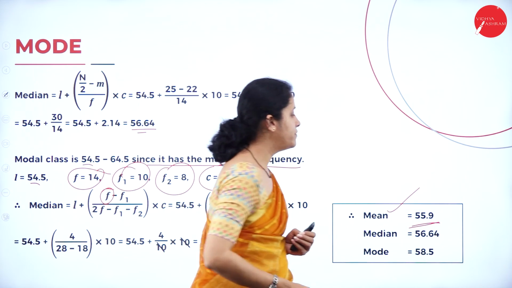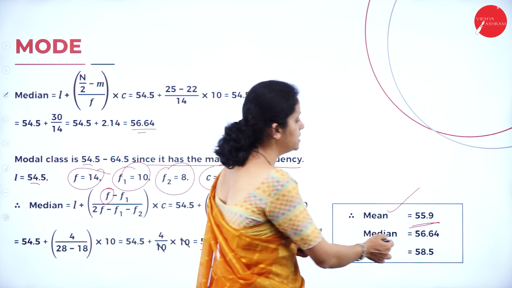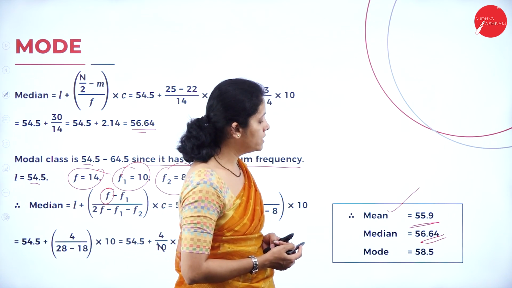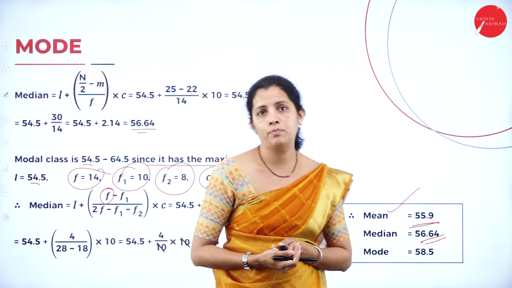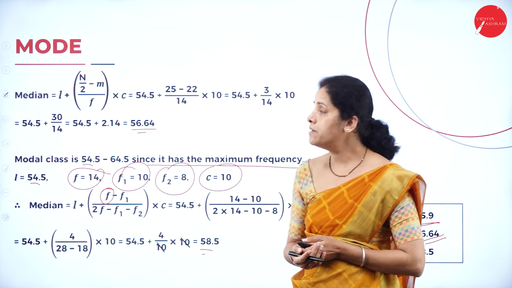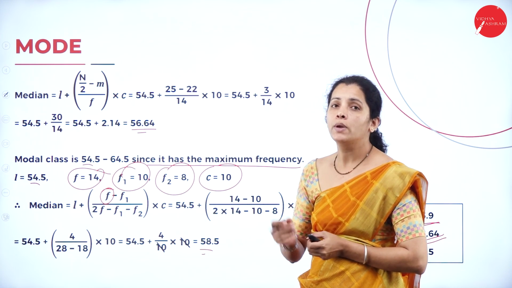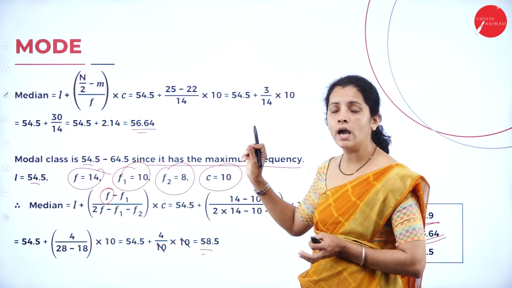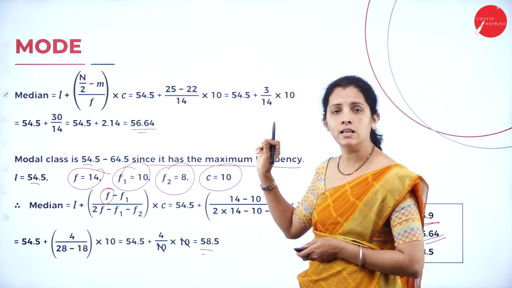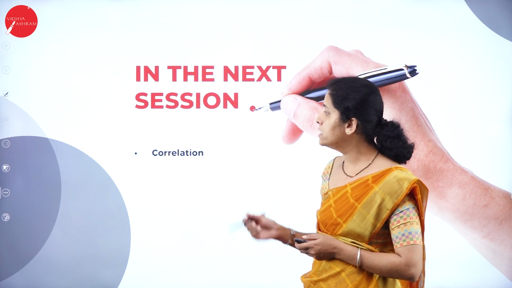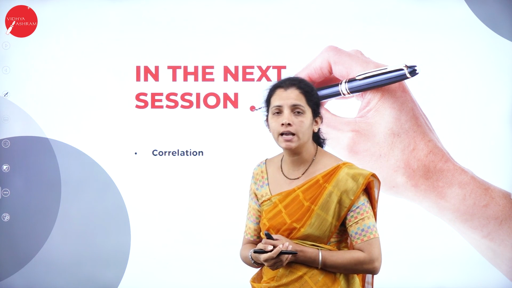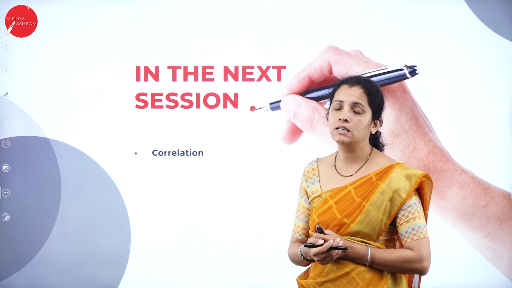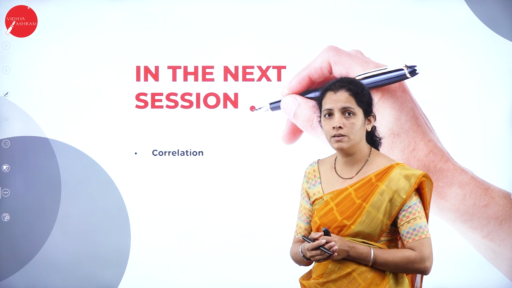So here, what is the mean? Mean is 55.9, median is 56.64 and mode is nothing but 58.5. Anyway, dear student, we can apply median, mode and mean for a single problem. Anyway, dear student, in my today's session, I started with mode. Along with that, I have discussed some example problems.